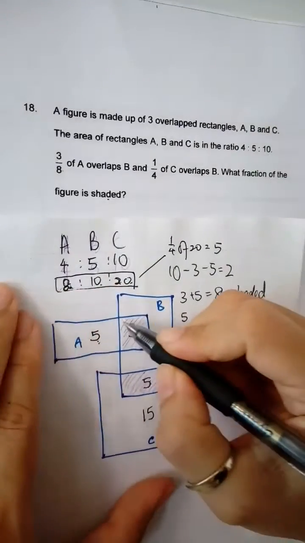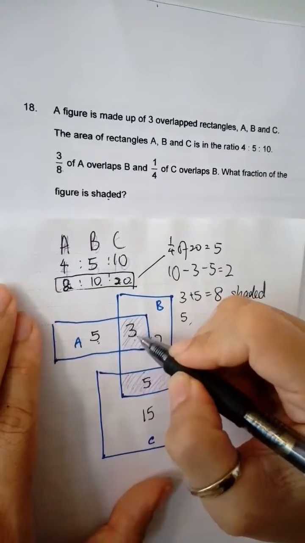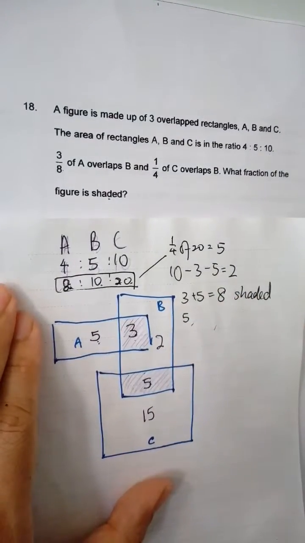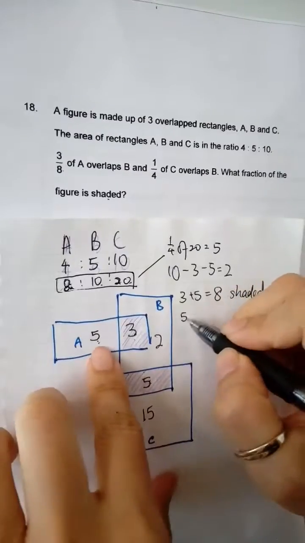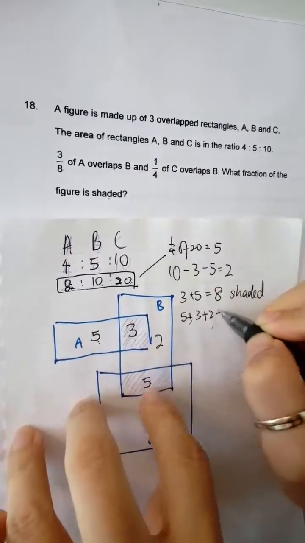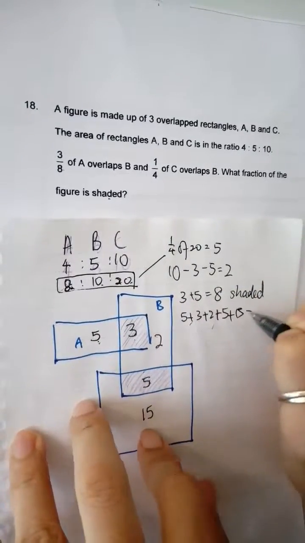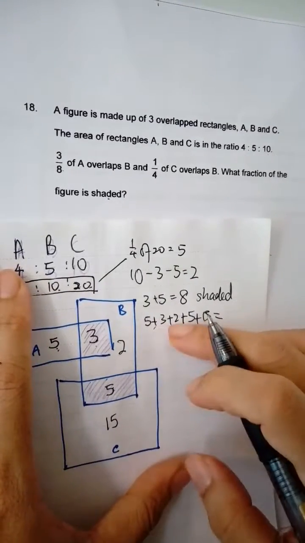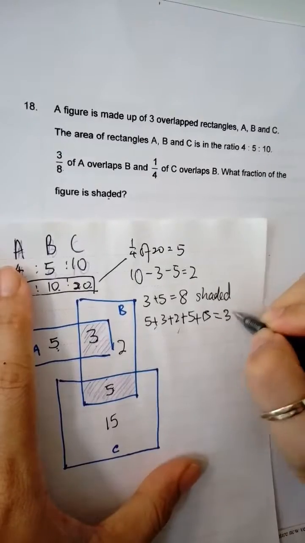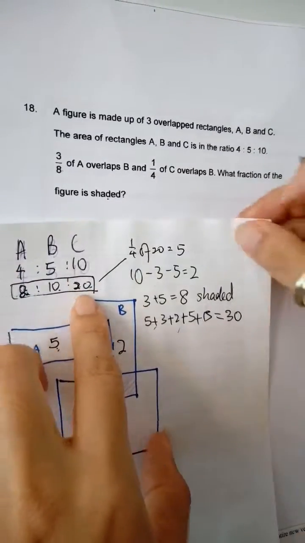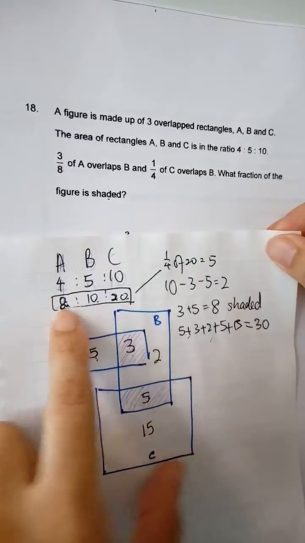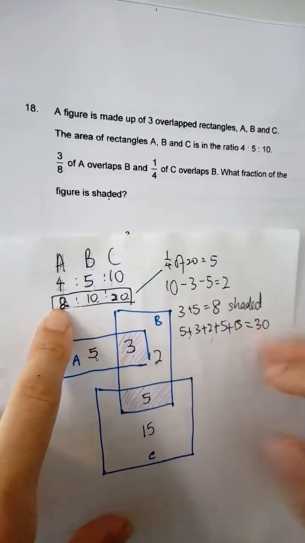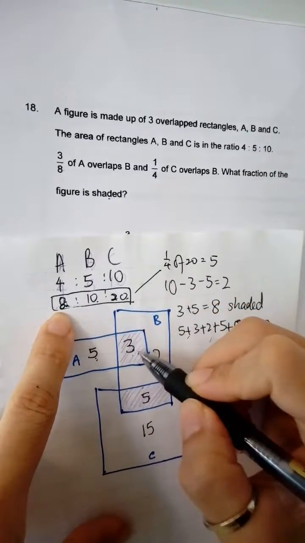That means you are counting the overlap part twice, which is not what we want. So count from here: 5 plus 3 plus 2 plus 5 plus 15. You get 30. It's very different. If you count from the separate triangles, you get 38. Then you ask how come this is 38 and this is 30? Because over here, the overlap part you do not count twice.